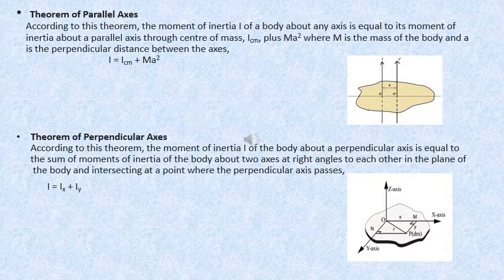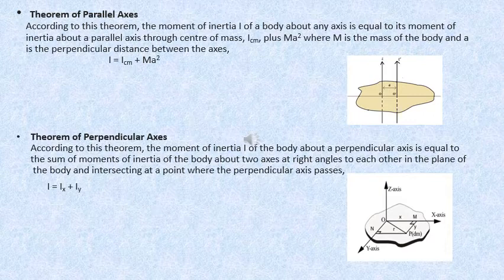The next is the theorem of perpendicular axis. The moment of inertia of a plane lamina about an axis perpendicular to its plane is equal to the sum of moment of inertia of the lamina about any two mutually perpendicular axes in its own plane and intersecting each other at a point where the perpendicular axis passes through.